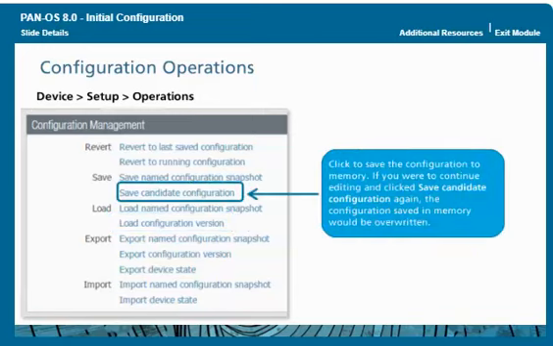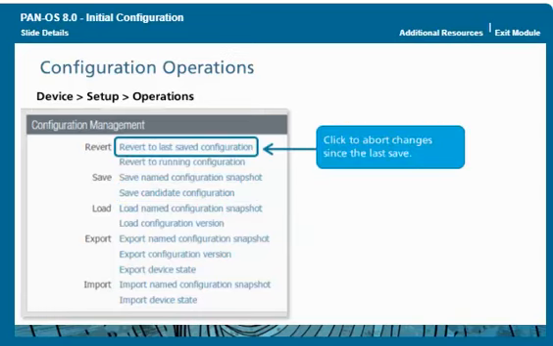You can save a candidate configuration in several ways. Click Save Candidate Configuration to save the configuration to memory. If you were to continue editing and clicked Save Candidate Configuration again, the configuration saved in memory would be overwritten. This saved configuration is in volatile memory and will not survive if you reboot the firewall. If you were editing and wanted to abort the changes since the last save, click Revert to Last Saved Configuration.